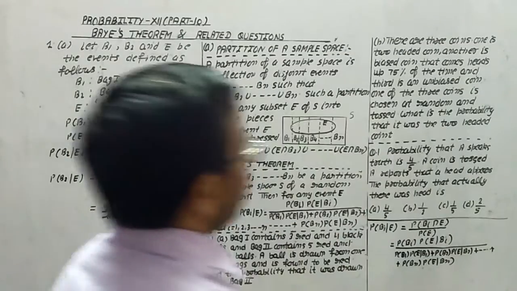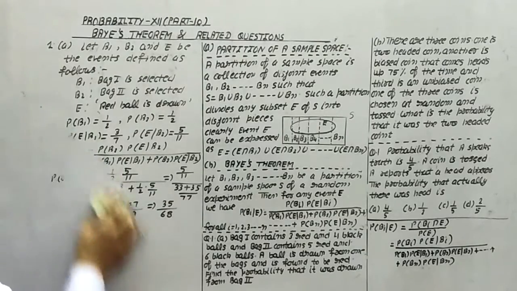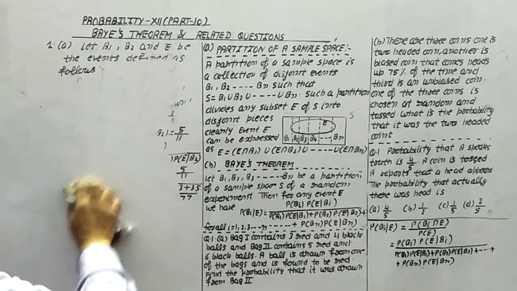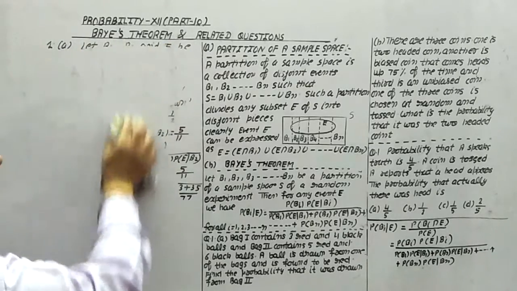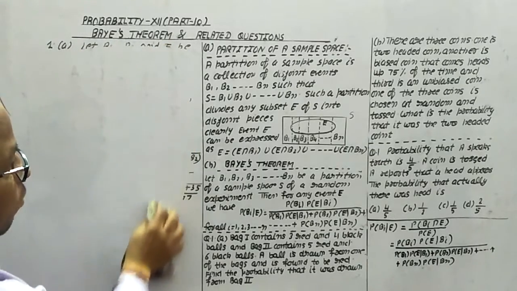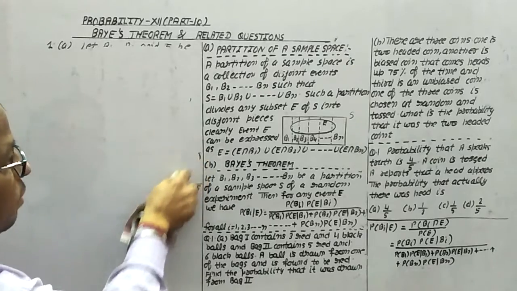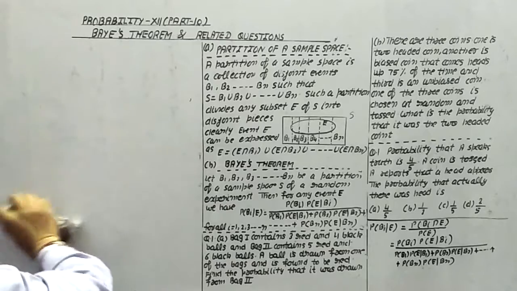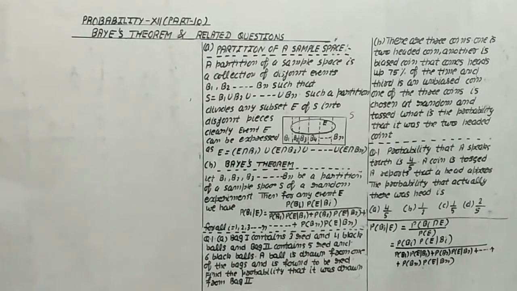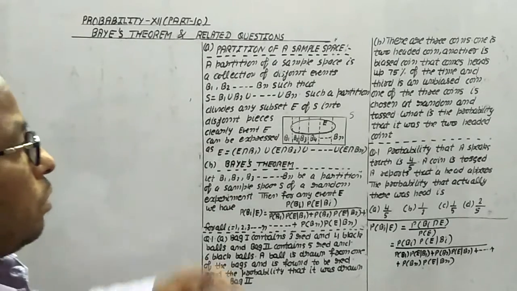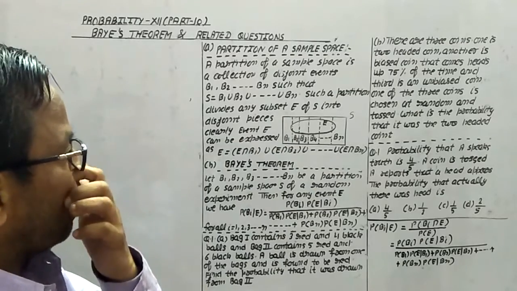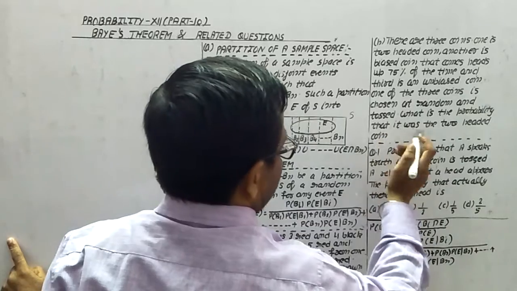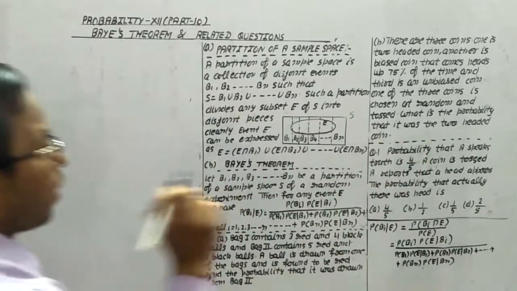Now in this B part, we have to find out what the question is. There are 3 coins. One is a two-headed coin, another is a biased coin that comes up heads 75% of the time, and the third is an unbiased coin. Unbiased coin means you can say it is a fair coin. Now one of the 3 coins is chosen at random and tossed. What is the probability that it was the two-headed coin? Now we have to find out that it is the two-headed coin.